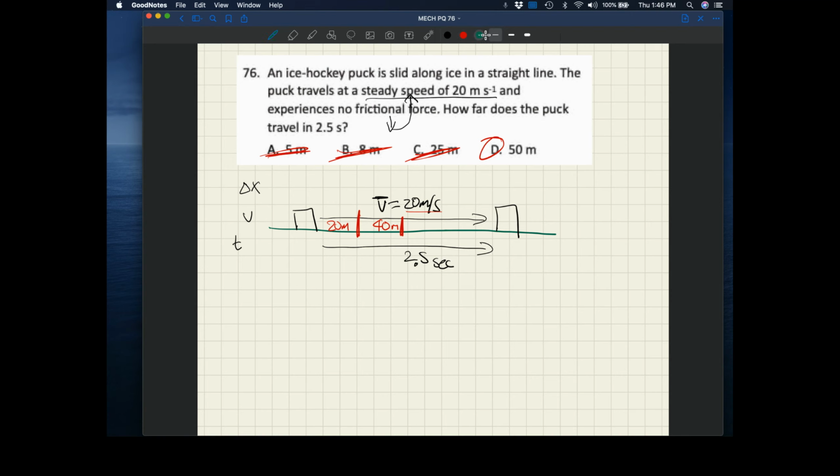But if we were to calculate this, we know we've got an average velocity. Our first approach with every problem is to try to solve it with average velocity. Well, we're looking for delta x, which is the average velocity times the time, which is 20 times 2.5, which, lo and behold, is 50 meters.